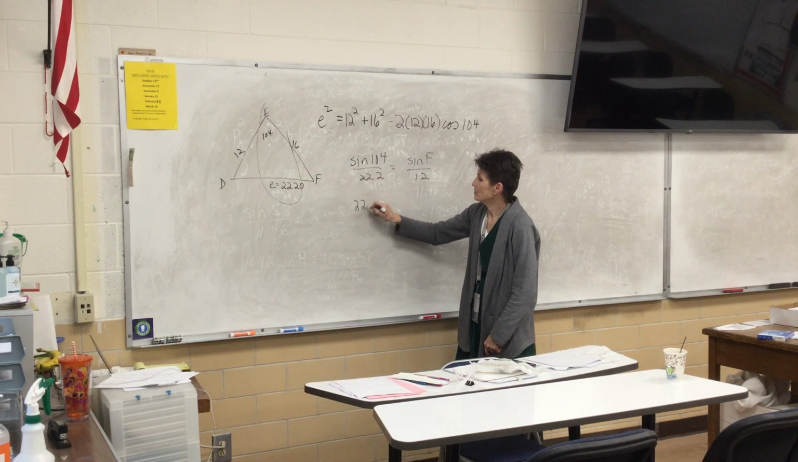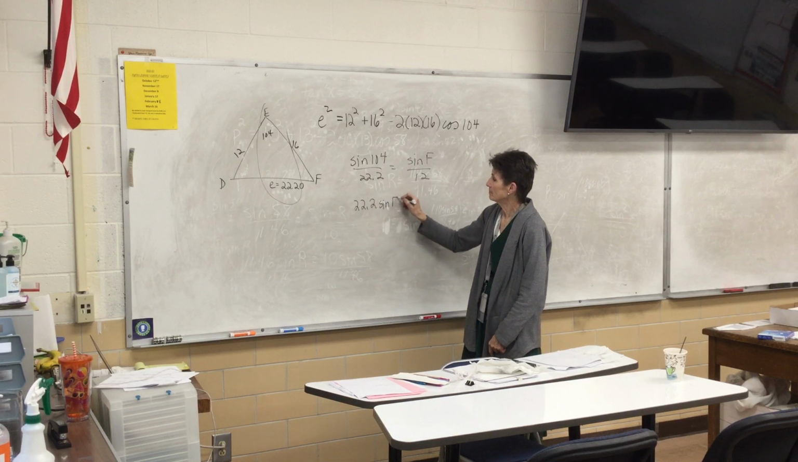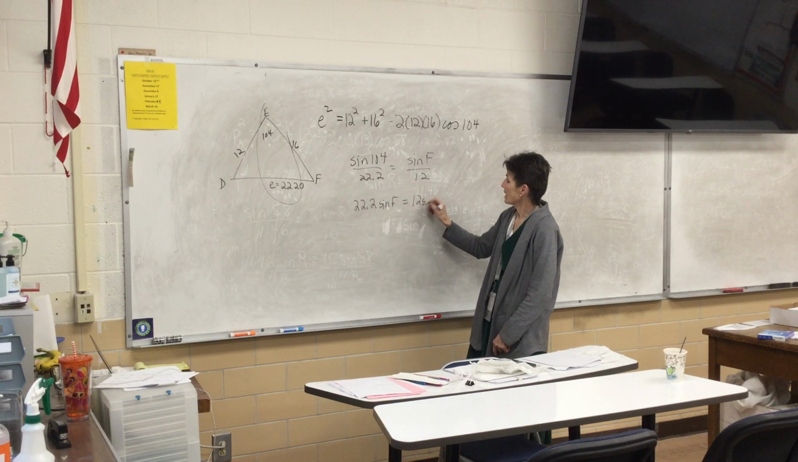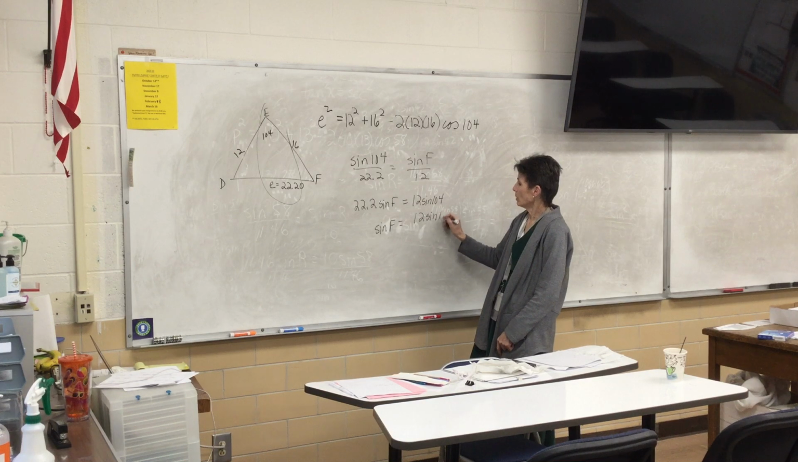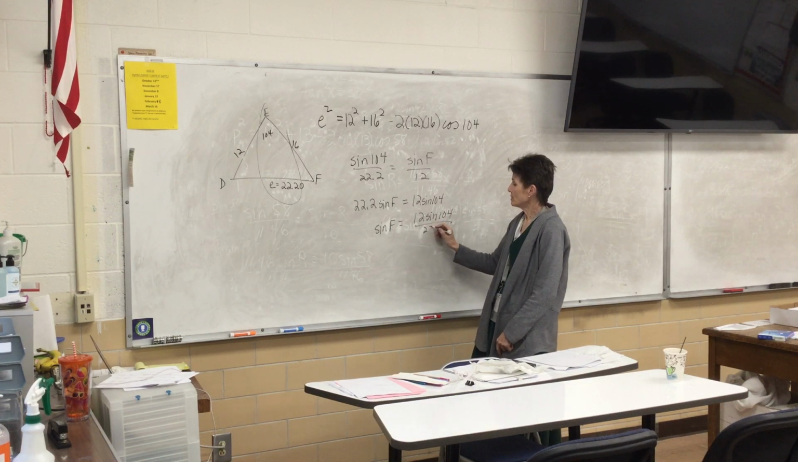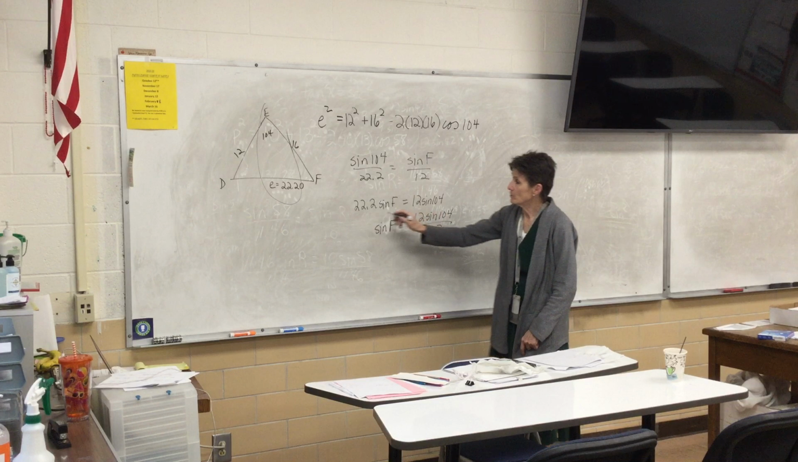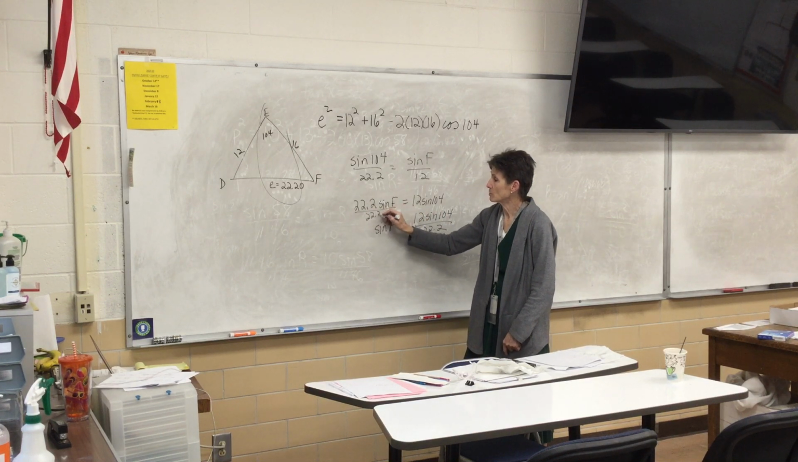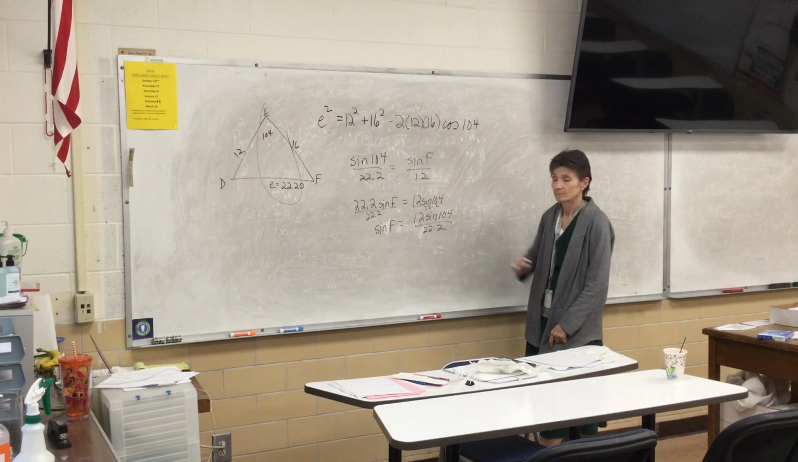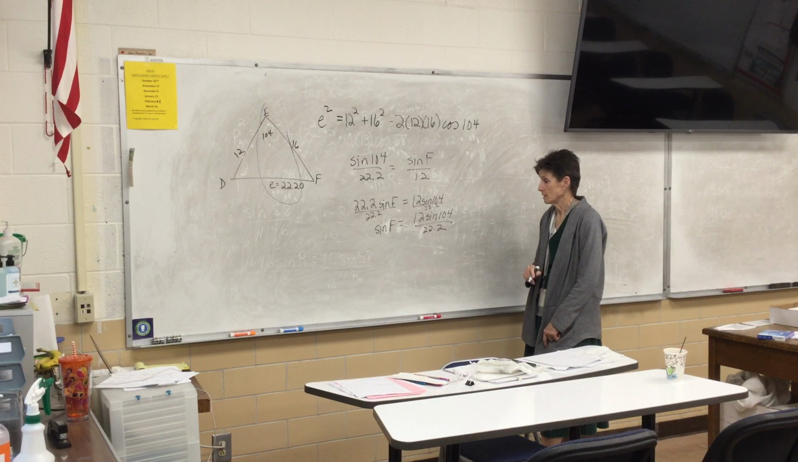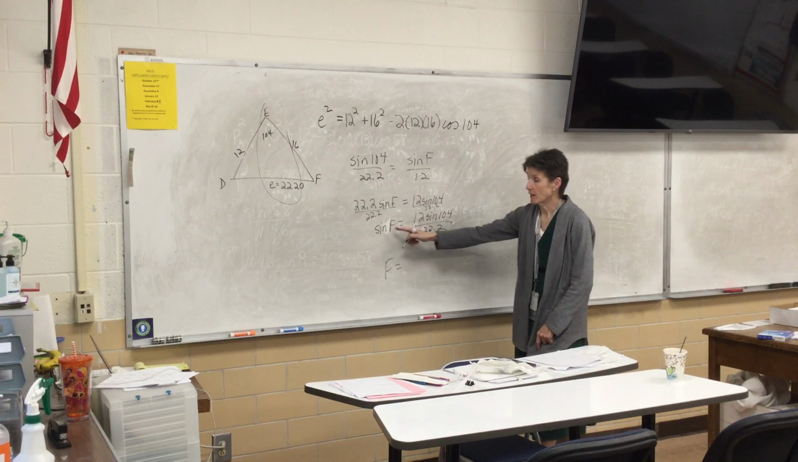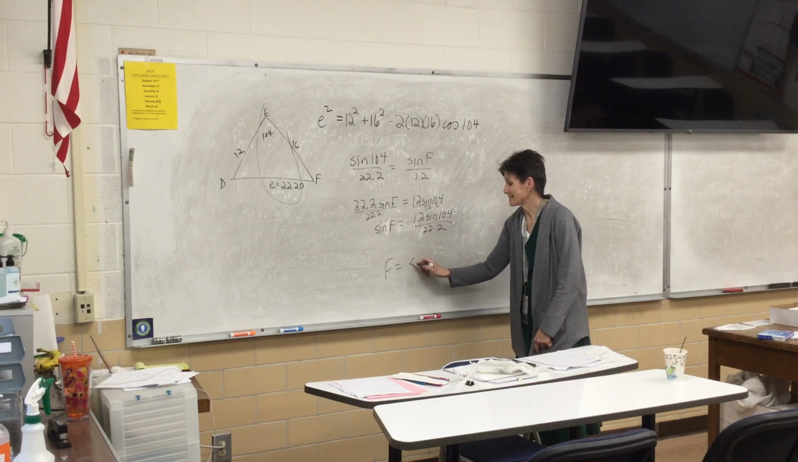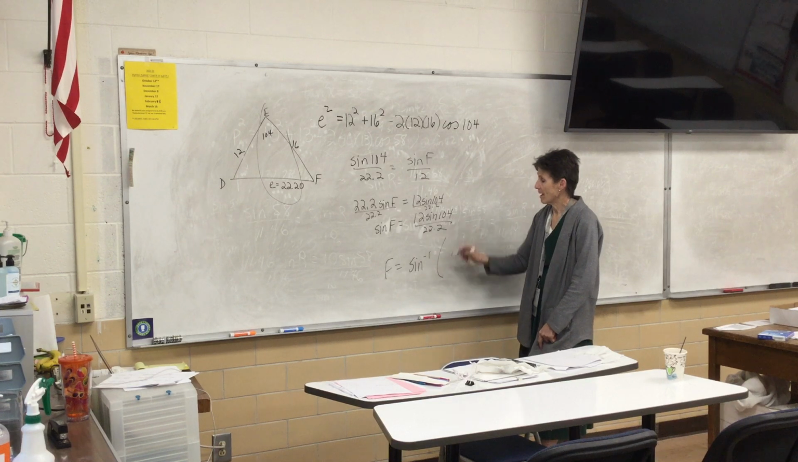So 22.2 sine F equals 12 sine 104. Sine F equals 12 sine 104 over 22.2. Remember, when you divide here, you're only dividing by the 22.2. So to get F, we have to undo the sine. So we're going to second sine that fraction.